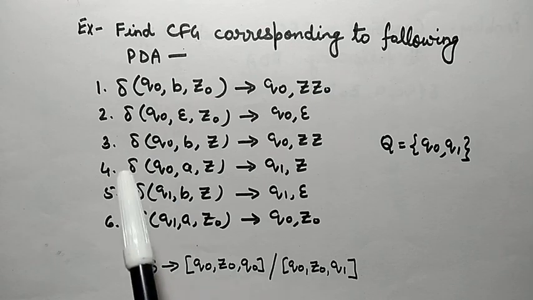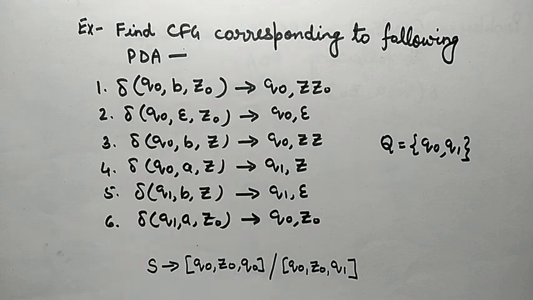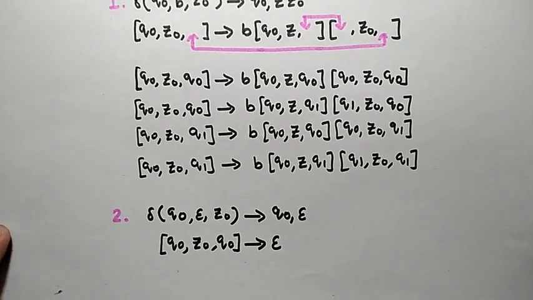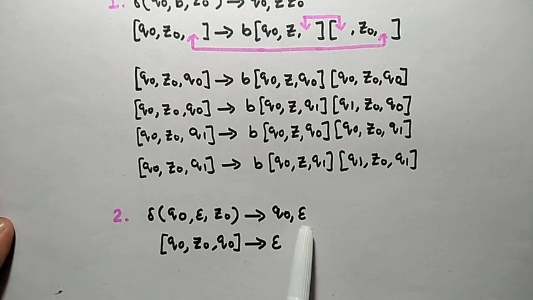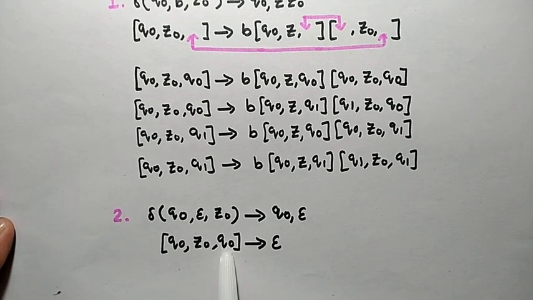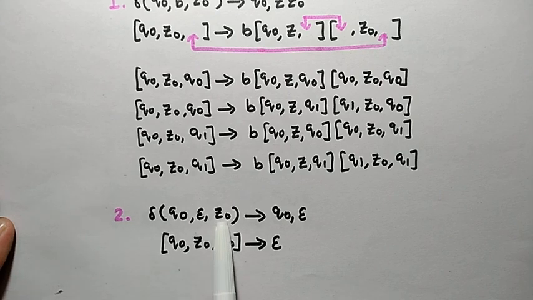And the production rule corresponding to this transition will be like this. Since it's a pop operation, we will write this Q0 here. So this Q0 will be here, this Z0 stack symbol will be written here, and this Q0 will be here, and this input symbol will be written here, and since it's a null, we will get a null production.